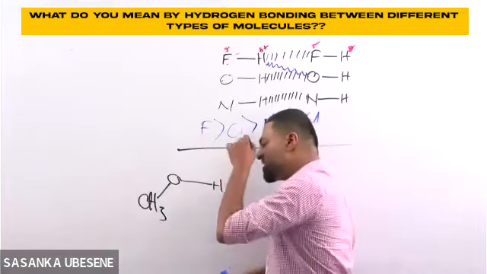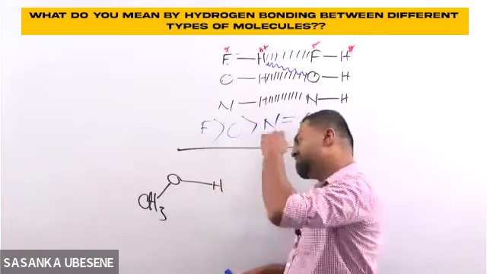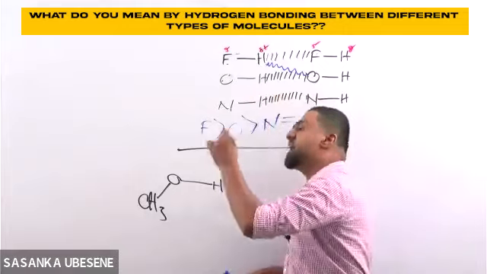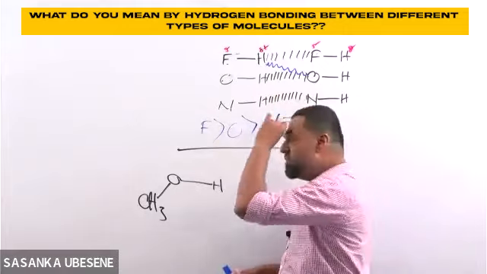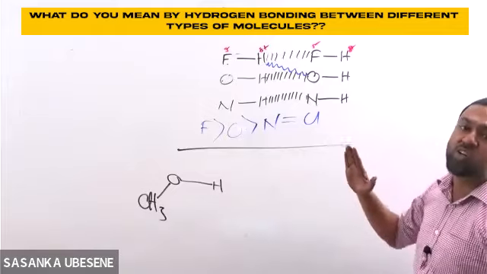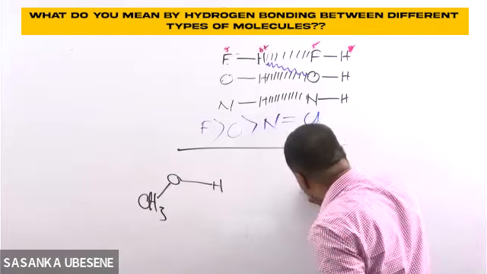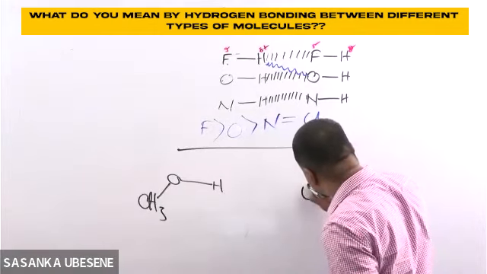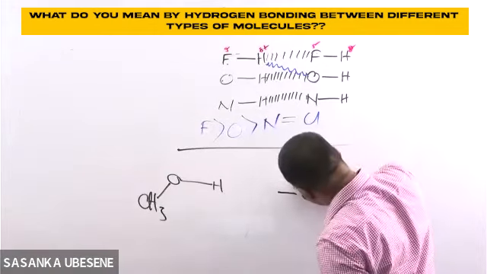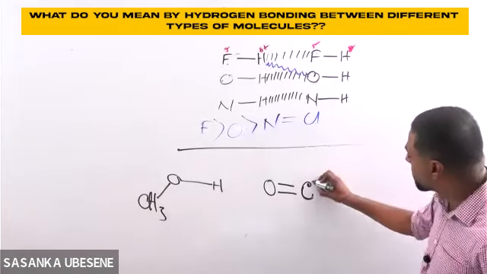Here, hydrogen is attached with one of the most electronegative elements. That means your receptor is attached with one of the most electronegative elements. But your donor is not attached with hydrogen. For example, a double bonded oxygen atom.